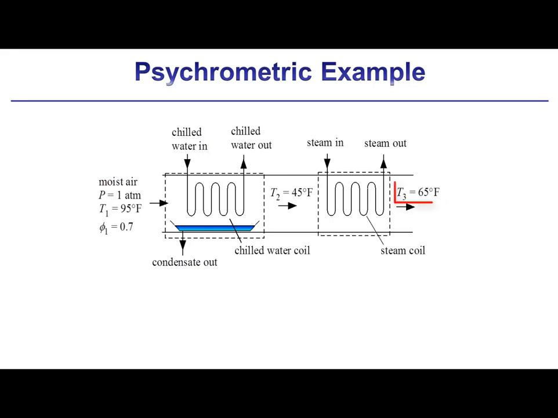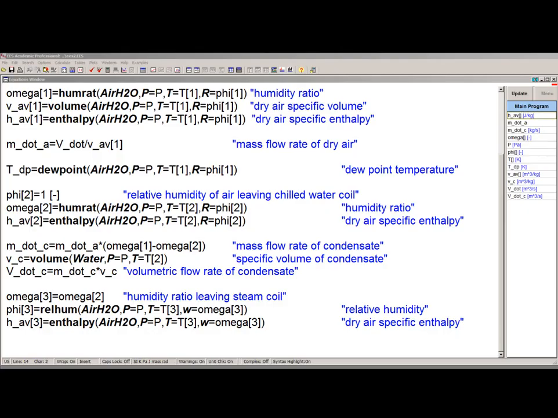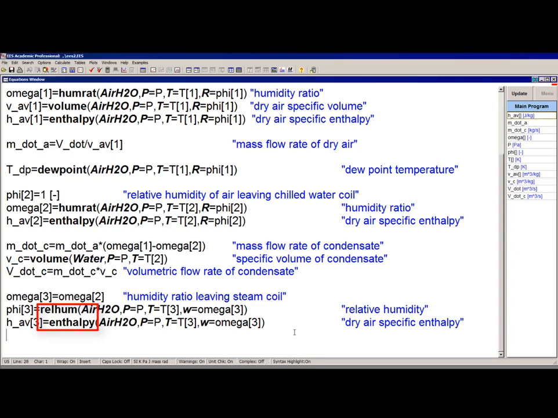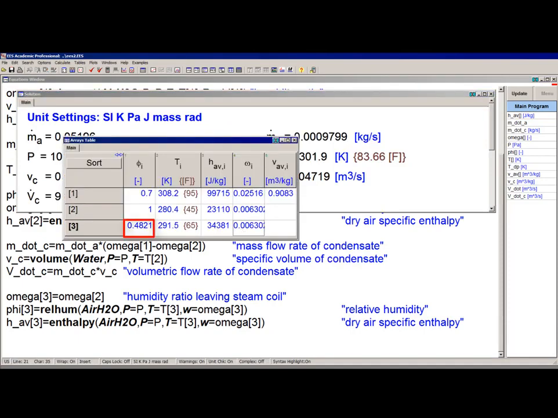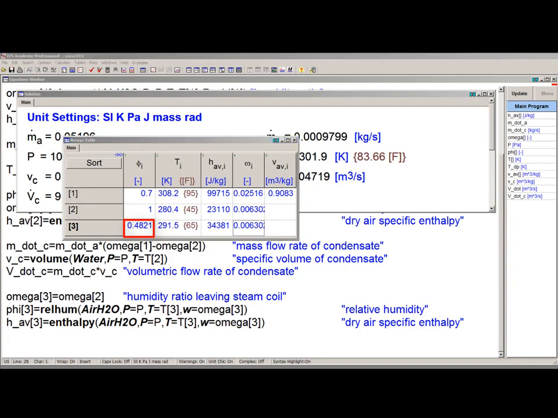So the state of the air leaving the steam coil, that's finally provided to the conditioned space, which is state 3, must be fixed again by 3 properties. In this case, it's fixed by the pressure, the temperature, and the humidity ratio, which will not change in the steam coil because water is not being added or removed. So here we're going to get the relative humidity and the dry air specific enthalpy at state 3 using the EES functions relhum and enthalpy. And if we solve here, we'll see that air is being provided to the conditioned space at a comfortable temperature and also a comfortable relative humidity of 48.2%.